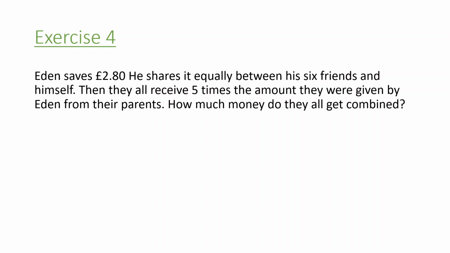Okay, that was 17 seconds, nearly 18. So basically what you have to do is you have to do 40p, because that's what they each get, times by 5. And then they add on the 40p they got from Eden, or that Eden saved himself. So that's 240p. There are 7 people there, so you have to times £2.40 by 7. Now, multiplying with decimals isn't exactly nice, so we'll convert it to pence. That'll get you to 1,680 pence.